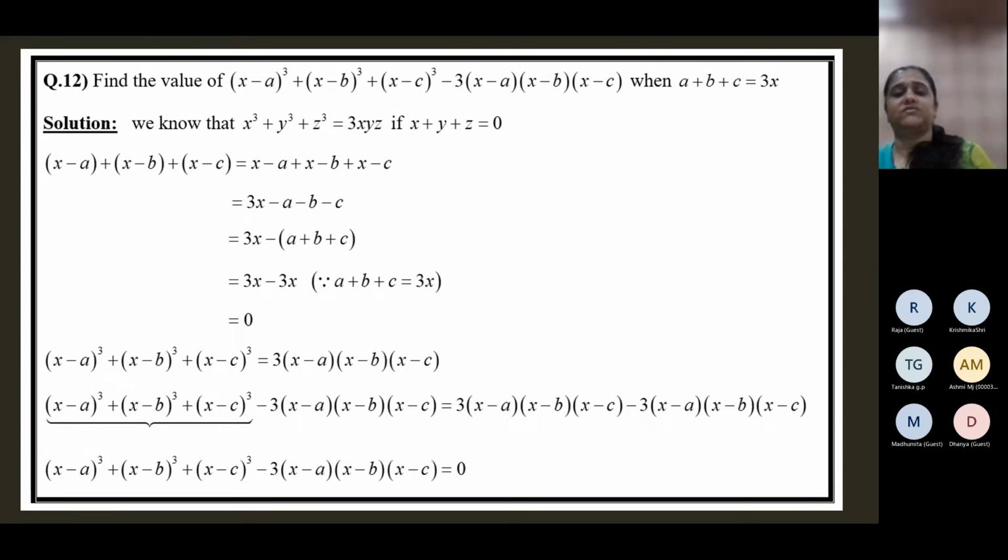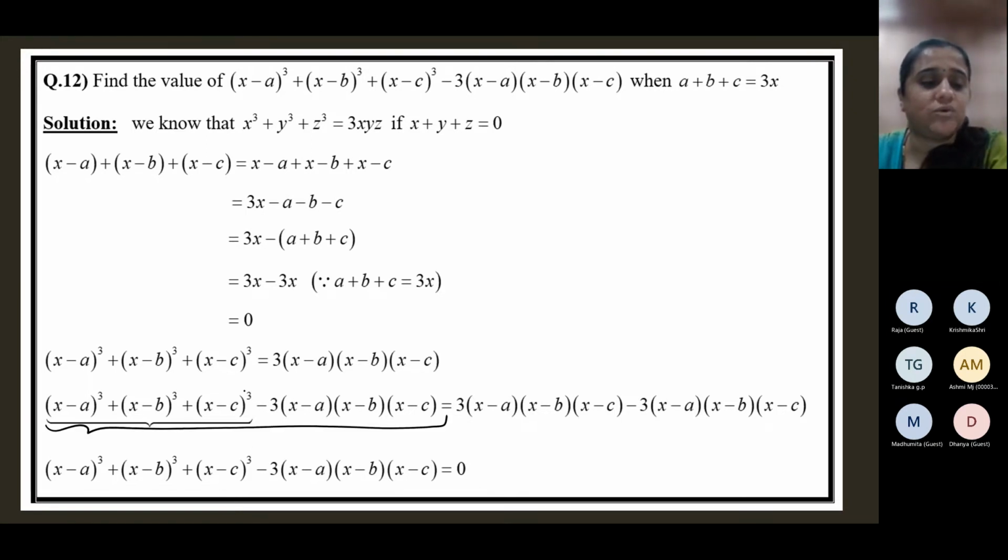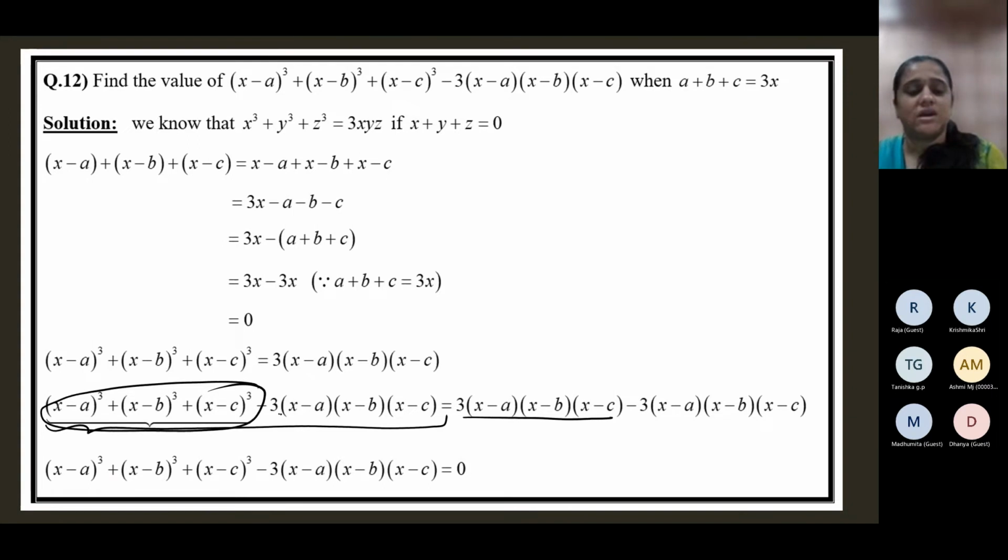You can also do this in a different way. I'll show you. This is using the conditional identity. This is the given expression. We just found the value of this one: 3 into x minus a into x minus b into x minus c. And this we write as it is. They're the same, so they get cancelled and the answer is 0.